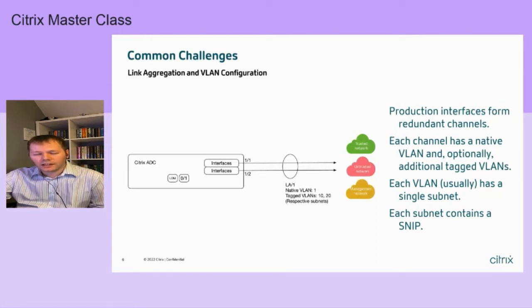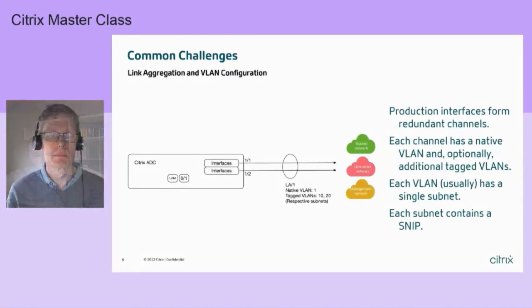You might set the native VLAN to 1, but then you would take tagged VLANs in addition to the native, and now we could have 3 separate VLANs for our 3 separate networks. Critically, what we've done here is move away from having a single VLAN 1 carrying all of the subnets, and now we have 3 separate VLANs, each carrying their respective subnets.